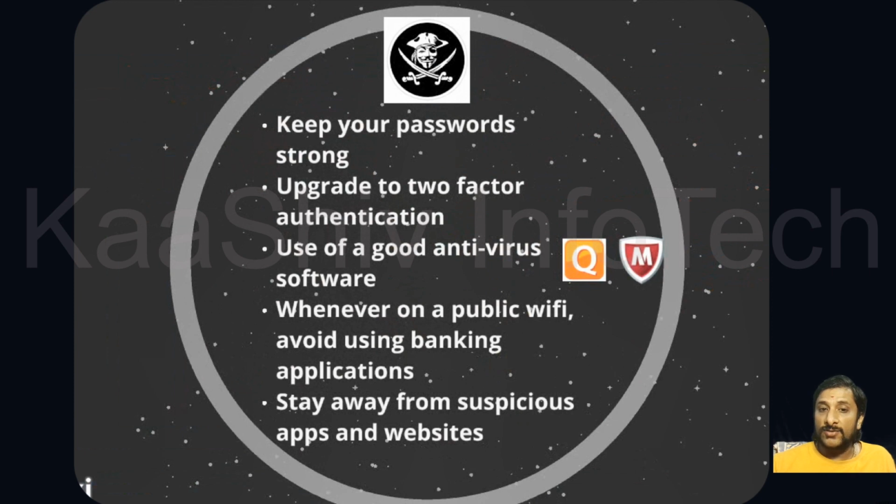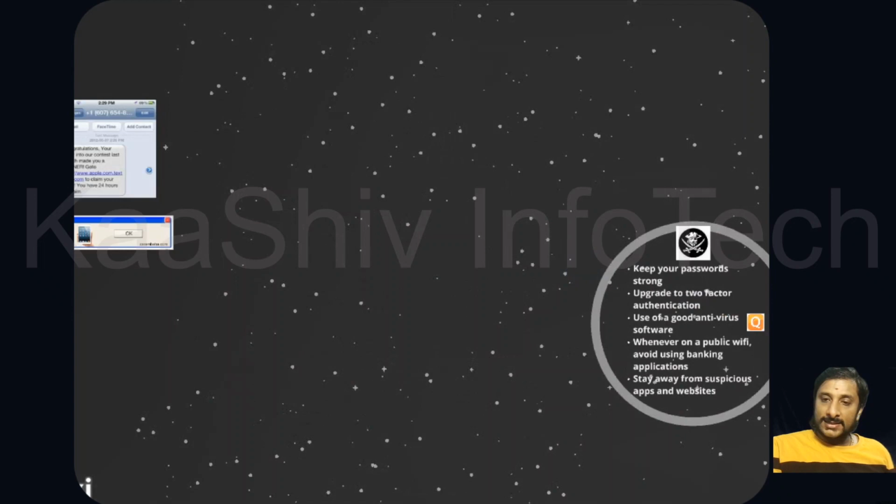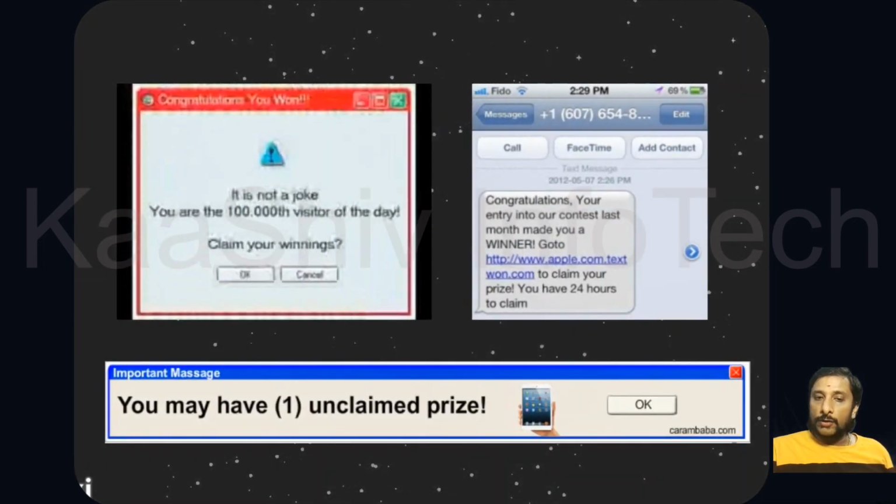These are the steps we have to follow to secure ourselves. Keep your password strong, upgrade to two-factor authentication, use good antivirus software, don't use public Wi-Fi for banking applications, and don't install suspicious apps, unwanted websites or unwanted apps on your computers and mobiles. Two-factor authentication means, in Gmail for example, you give the password, an SMS comes to your phone, and you have to enter it.